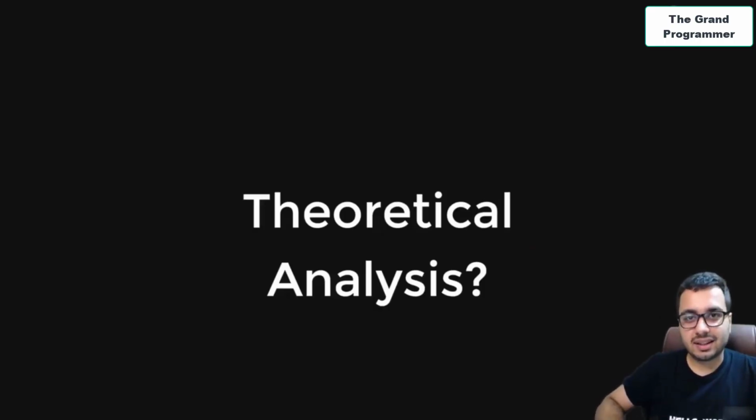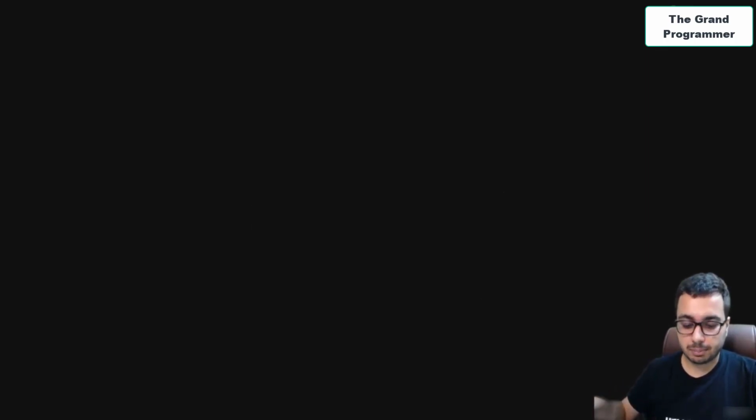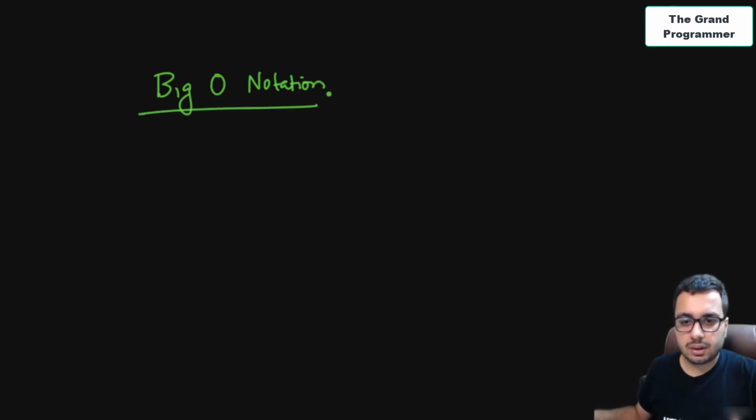Hi everyone, in this lecture we will learn about theoretical analysis of space-time complexity. So what we are going to do, we are going to learn about a notation which is known as big O notation. This notation basically provides us a mathematical notation to understand, or to represent, the complexity of an algorithm.